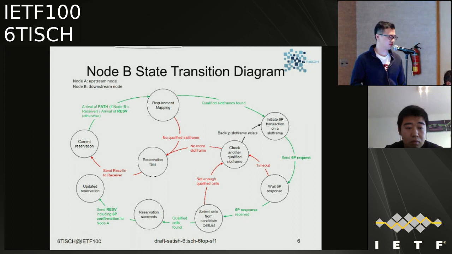And if the transaction fails or timeout happens in this 6P transaction, node B can initiate a new 6P transaction on a backup slot frame, if a backup slot frame exists. Of course, if not, the reservation fails. And if the 6P transaction succeeds, node B should transmit the reserve message to node A, and the reservation between these two nodes is updated.